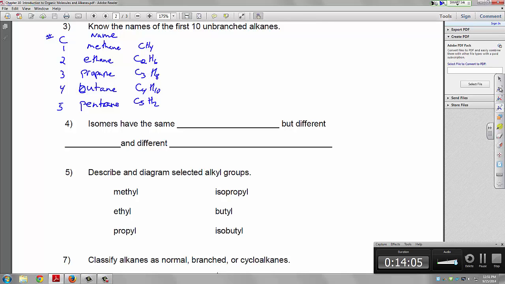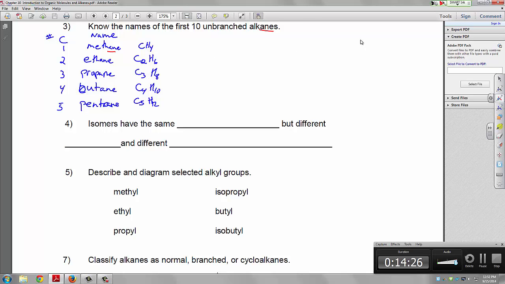C5H12. You notice they all end in ane. It's because they're all alkanes. In organic chemistry, the suffix or the ending for the name always tells you what class of compounds these belong to. They belong to alkanes. They end in ane.